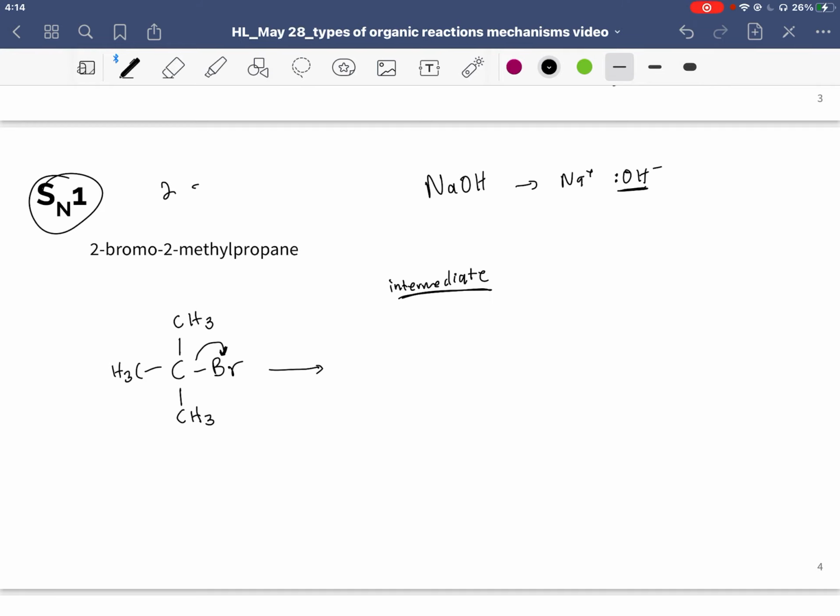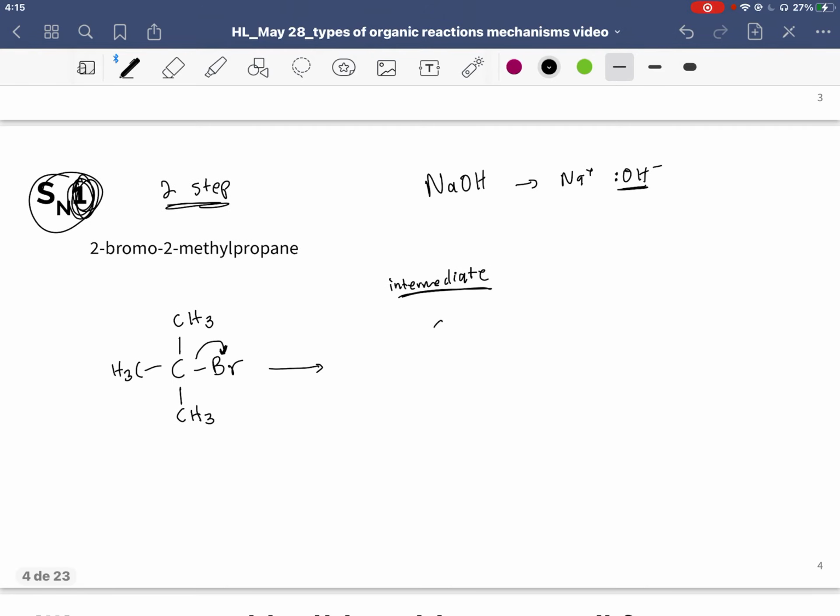There's a two-step process here. This one does not refer to the number of steps. It refers to how many reactants determine the rate. So this is a two-step process. We have an actual intermediate. It's not very stable, but it is an intermediate. So I'm going to get CH3C, CH3, H3C, Br minus, and excuse me, that Br is already gone. I have a carbocation here.